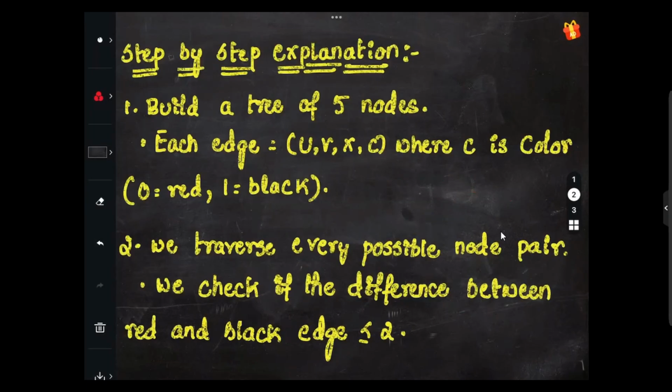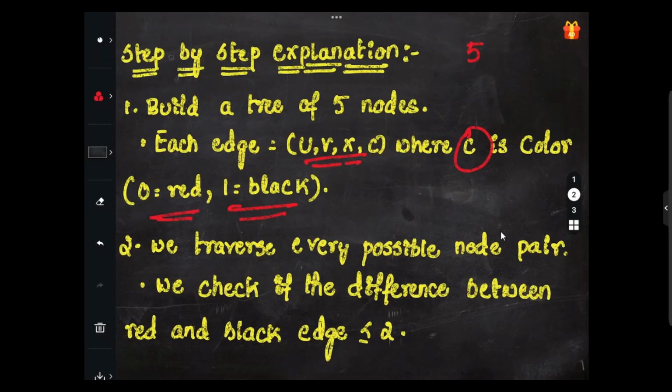First, we'll build a tree of 5 nodes as they have given in the input. Each edge is equivalent to u, v, x, c, where c is the color. 0 is red and 1 is black. They have strictly mentioned in the question 0 red, 1 black. Then we will traverse every possible node pair.